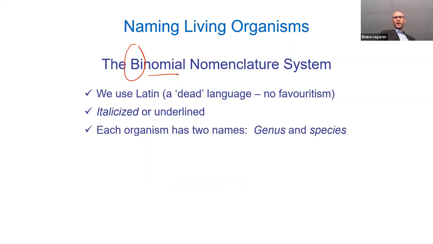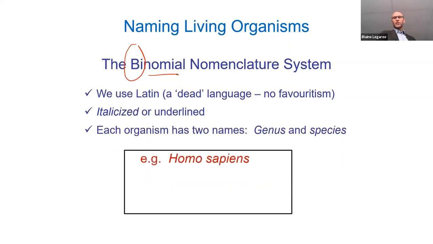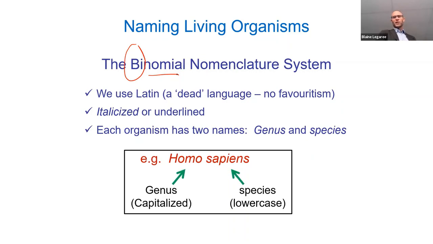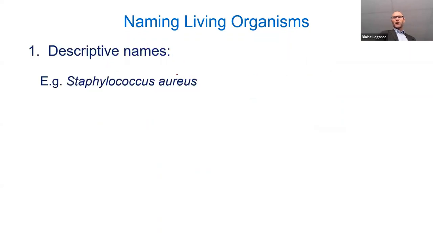Each organism has two names, genus and species. Here's an example, Homo sapiens. This is the genus, notice it's capitalized. This is the species, notice it is not capitalized. And notice I have that italicized. Underlined is also acceptable, particularly when people are handwriting things, which won't come into play in this course. So I'll show you some names.